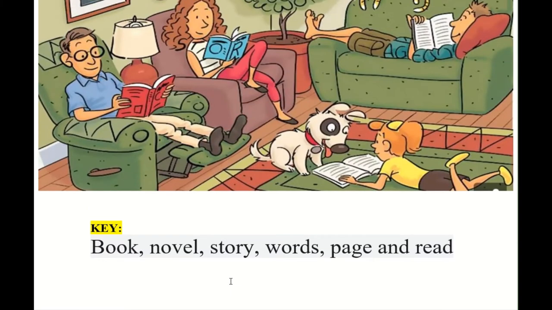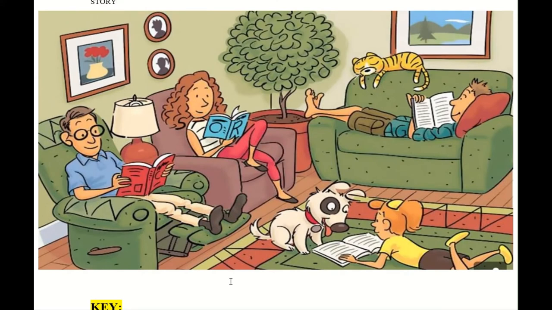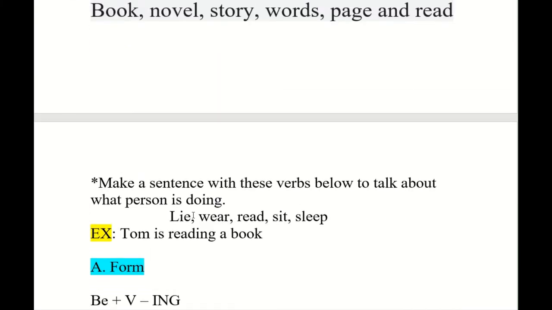Okay. Now look at the picture again. You have to make a sentence to describe the actions of people or animals in the picture. And you will have five verbs here. Lie, wear, read, sit, sleep. Total five words here. So you have to make a sentence with the present continuous, and in this sentence you have to use one of the five verbs here.